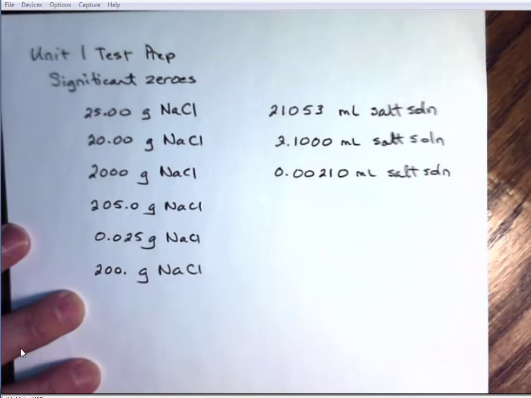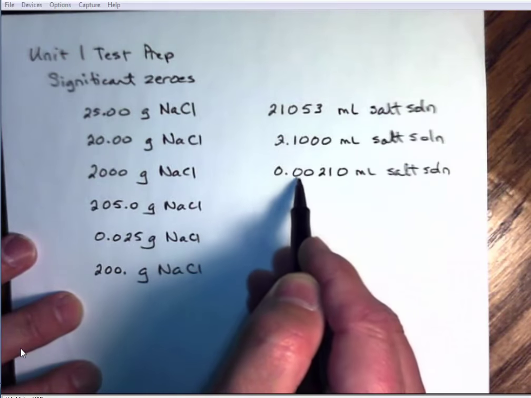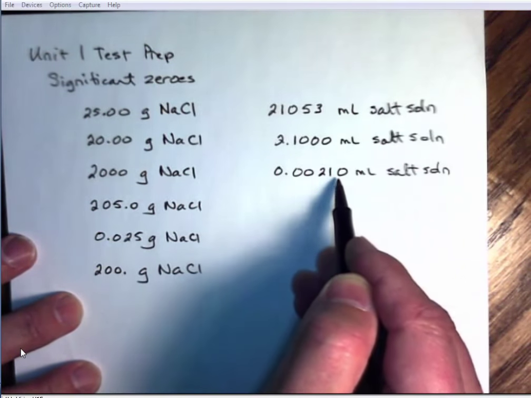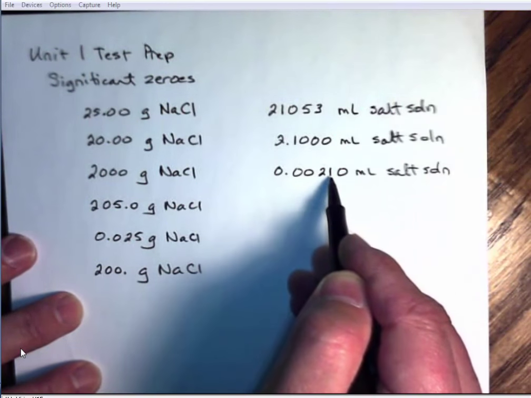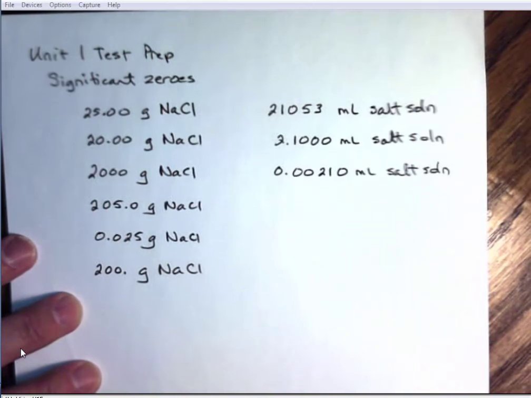Okay, so how many significant digits here? Nope. 3. Leading zeros are not significant, so these 3 zeros are not significant. The trailing zero in the presence of a decimal place, that trailing zero is significant. The non-zero digits are significant. That makes 3 significant digits. Okay?